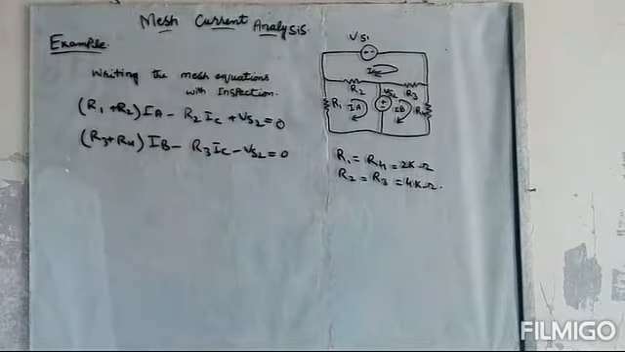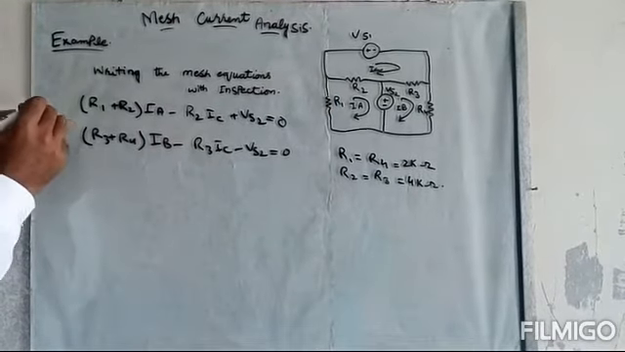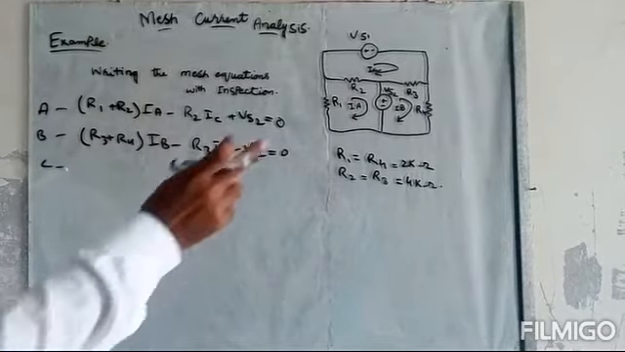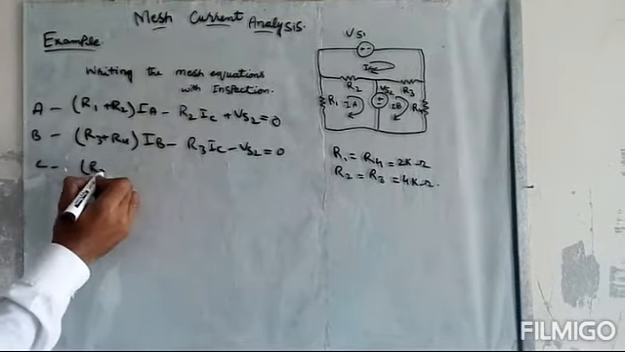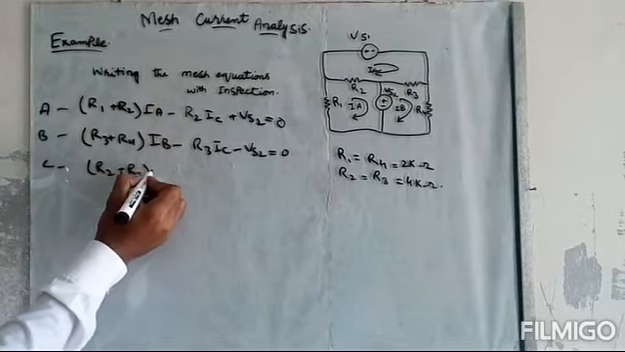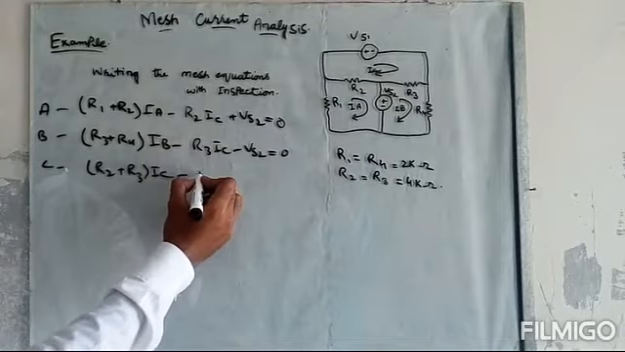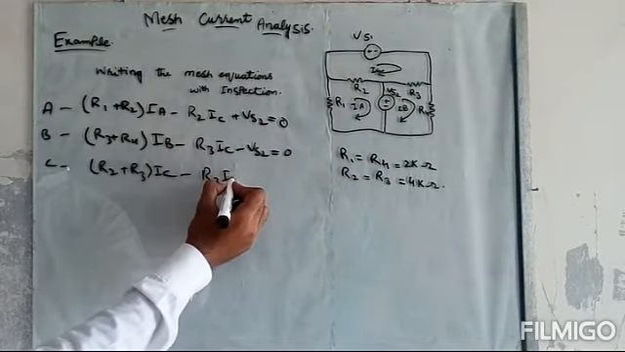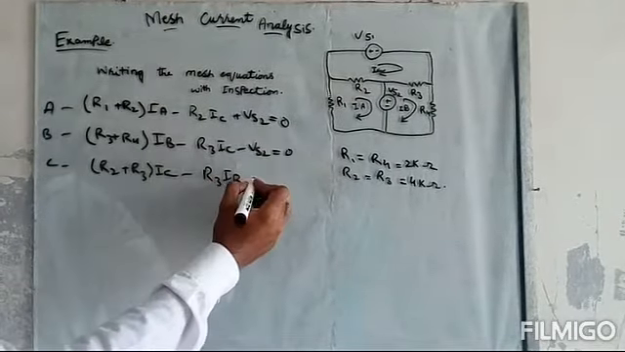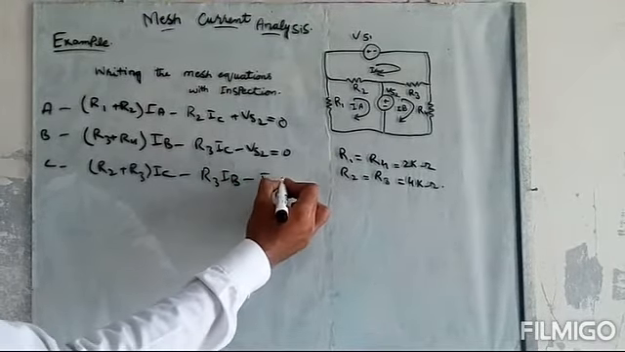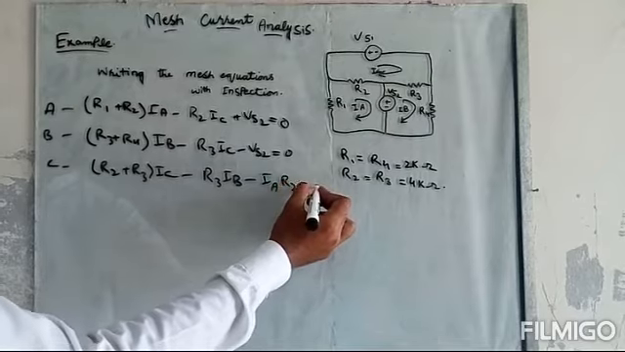Now we will write the equation for mesh C. This is for A, for B, now the equation for C. R2 plus R3 multiplied by IC. Now minus R3 multiplied by IB, it is shared with IB, and R2 multiplied by IA. These two will be subtracted. IA multiplied by R2, and the sum is equal to 0.